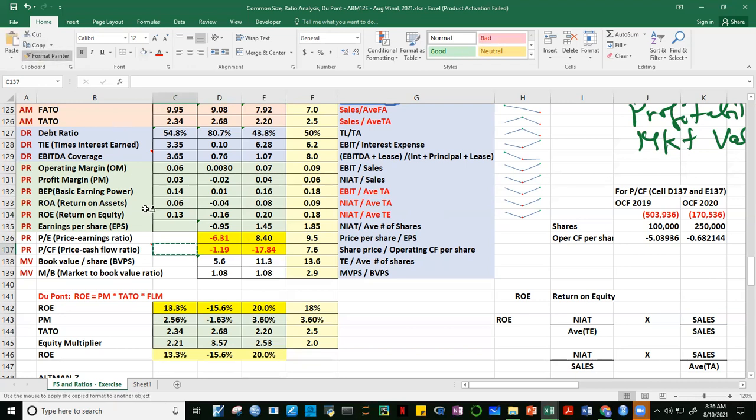Okay. Any questions, guys? Any questions dito sa earnings per share? Hindi pa pala. Dito sa ROE.